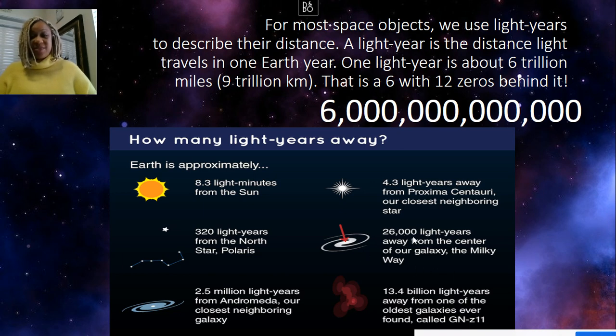These are a few different examples of light years. We have 26,000 light years from Earth to the center of our galaxy, the Milky Way. All of these are just quick facts for you to understand light years, but don't worry, we'll get back into that. Most importantly, just understand that one light year is about 6 trillion miles.